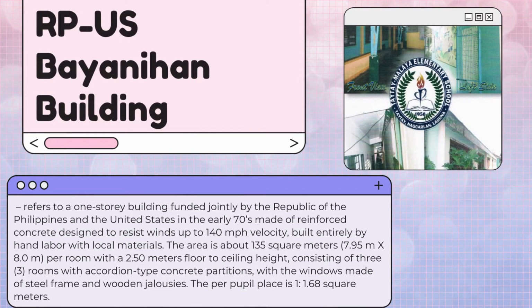RPU's Bayanihan Building. It refers to a 1-story building funded jointly by the Republic of the Philippines and the United States in the early 70s, made of reinforced concrete designed to resist winds up to 140 mph velocity, built entirely by local labor with local materials. The area is about 135 square meters per room with 2.50 meters floor to ceiling height, consisting of 3 rooms with accordion-type concrete partitions with the windows made of steel frame and wooden jalousies. The per pupil space is 1:1.68 square meters.